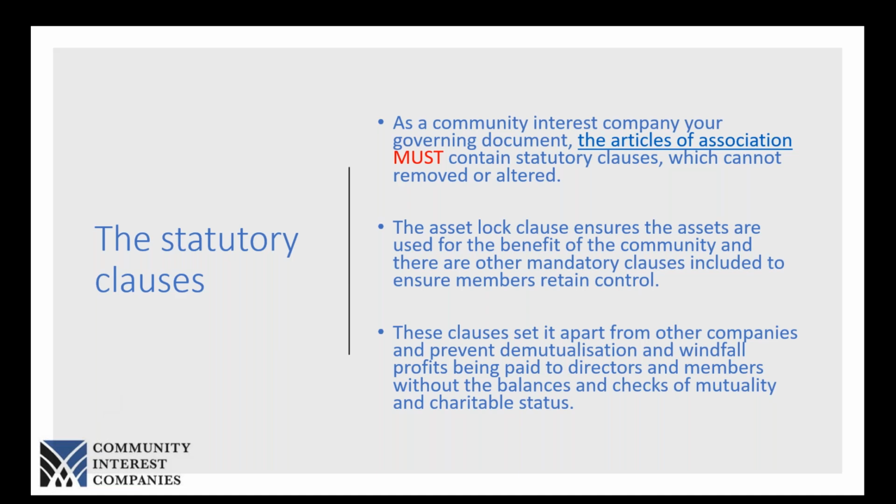As a community interest company, your governing document, the Articles of Association, must contain statutory clauses which cannot be removed or altered. The asset lock clause, which is one of these statutory provisions, ensures that the assets are used for the benefit of the community, and there are other mandatory clauses included to ensure members retain control. These clauses set it apart from other companies and prevent demutualization and windfall profits being paid to directors and members without the balances and checks of mutuality and charitable status.